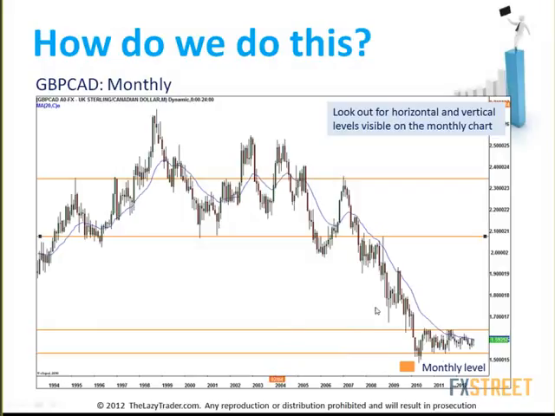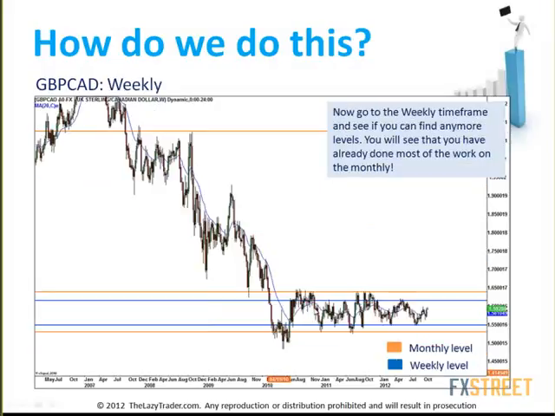Let's go down to the weekly. And when we get down to the weekly, we can see levels which we wouldn't have seen on the monthly. So there we go. And some of you more astute people who pay more attention to detail will, and I hope you do this, essentially draw the levels of different timeframes in different colors.